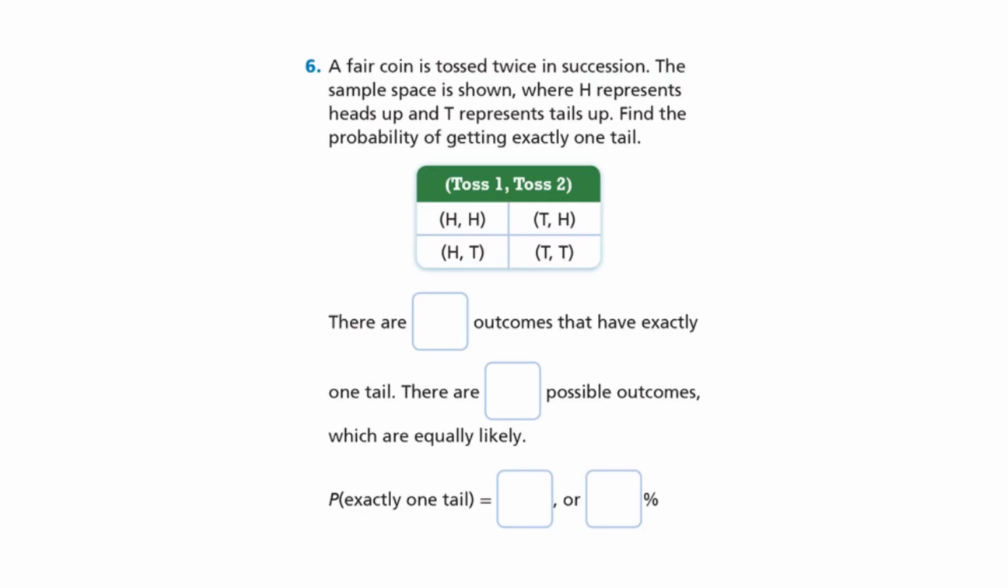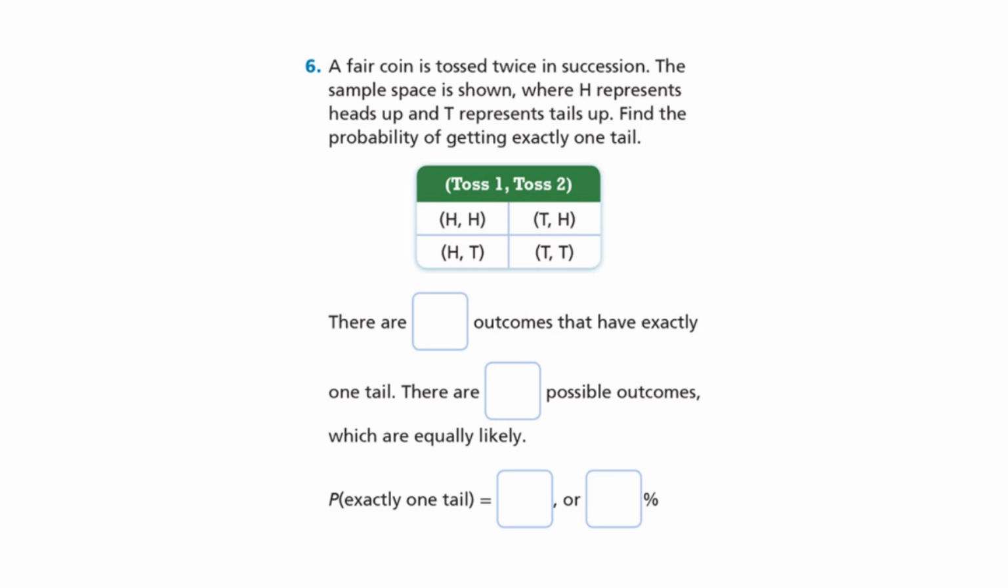Number 6. A fair coin is tossed twice in succession. The sample space is shown, where H represents heads up and T represents tails up. Find the probability of getting exactly one tail. They have created the sample space for us. We could get heads, heads, heads, tails, tails, heads, tails, tails.